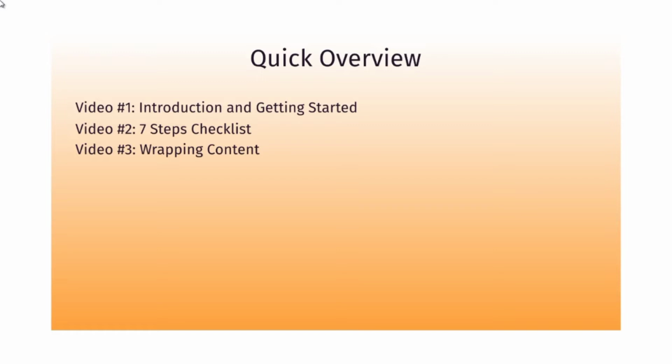Video number 3 is wrapping content. Essentially, that means the content that surrounds the image, before and after it, is crucial, and it really needs to describe the image in a better light so that you attract the right person. That way Google knows exactly what that image is about.